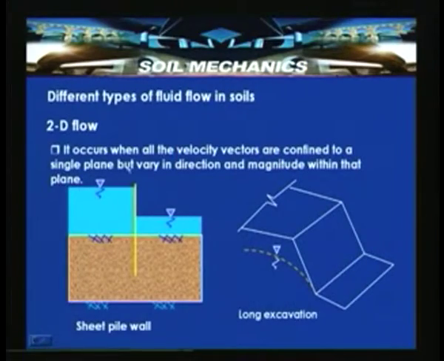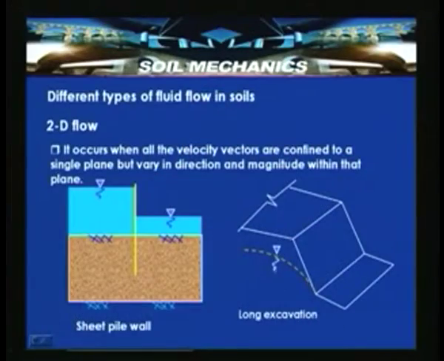It occurs when all the velocity vectors are confined to a single plane, but vary in direction and magnitude within that plane. Here consider an example where a long excavation for a canal is being carried out. So, in this case the flow takes place at a particular cross section if you cut. Here the flow is occurring in this direction, perpendicular to this plane. Suppose this axis is the z axis along the length of the canal or length of the excavation. There the flow occurring in that direction is very minimal. So, this can also be said to be an example of two dimensional flow conditions.